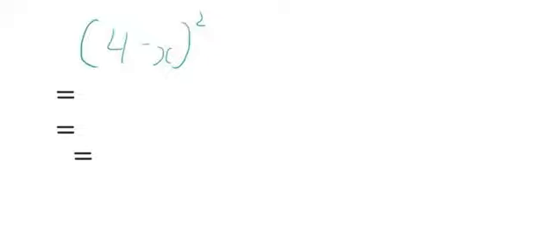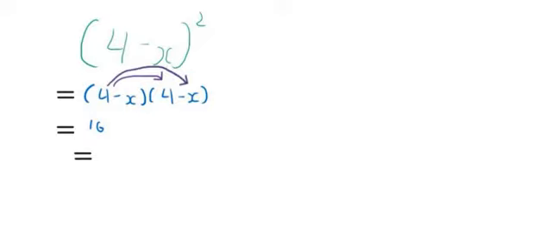So for question 2 we have 4 minus x all within brackets squared. And that is really just 4 minus x in brackets times 4 minus x in brackets. Sorry, that should be 4 minus x. So I have to expand these brackets. 4 times 4 is 16. Then you have 4 times minus x, which would be minus 4x. Then minus x times 4, which would again be minus 4x.